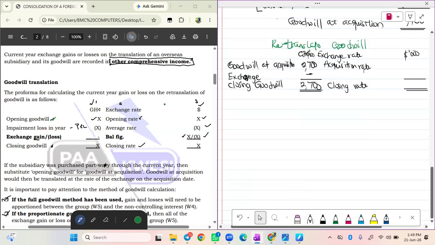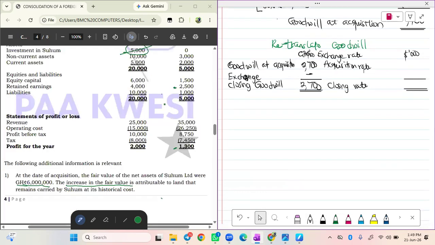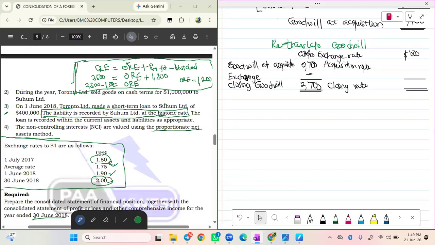So let's pick the rate from the question. 1st July is the acquisition date, so that will be the acquisition rate, 1.5. The closing rate is 2 cedis. So please, 1.5 gives 1.8. So 1,800. The closing will be 1,350.